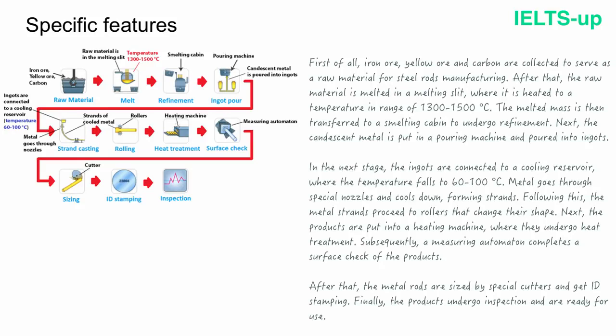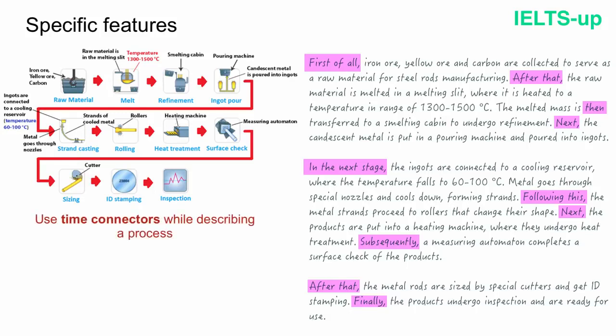You can see that I used a lot of time connectors while describing the process. In fact, a process is a series of changes that happen over time. That's why time connectors are extremely important for writing about process diagrams. To start describing the first stage, I used the connector first of all. You could also use such connectors as firstly and to begin to start your description.